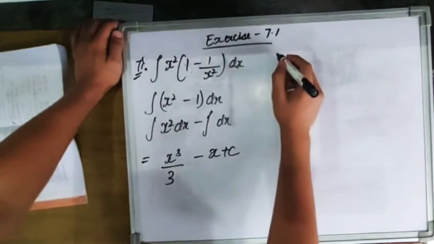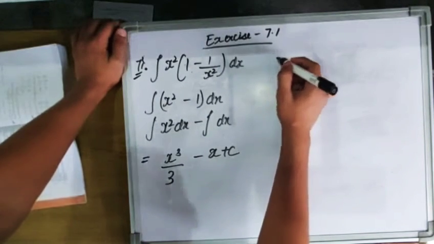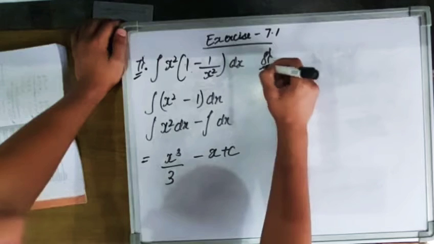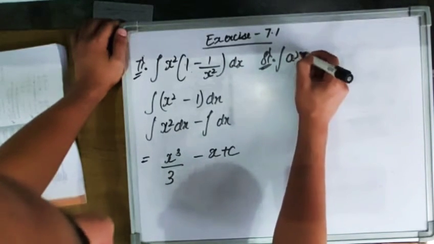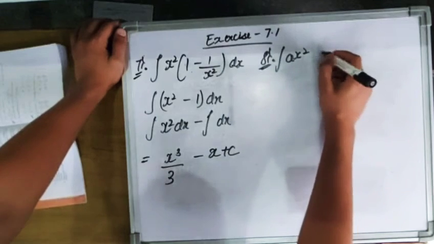And moving to our eighth question, we have ax square plus bx plus c.